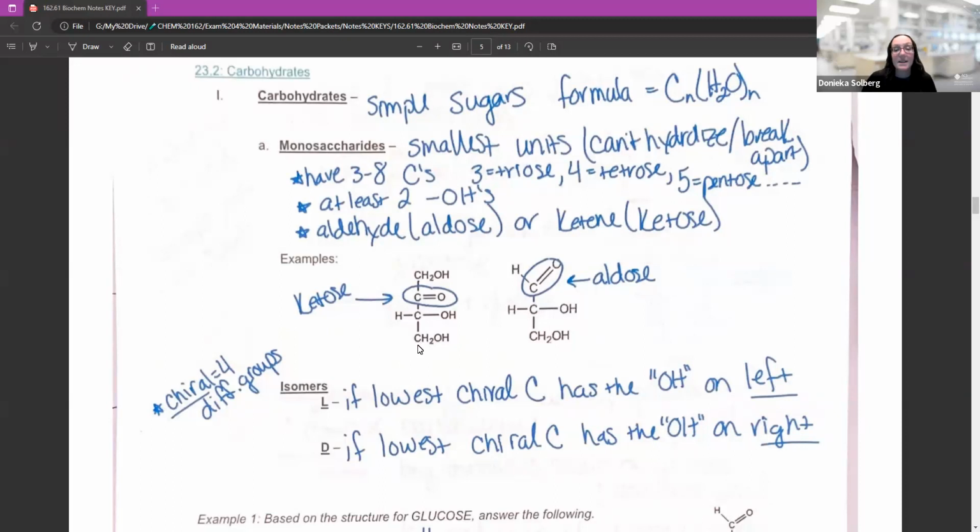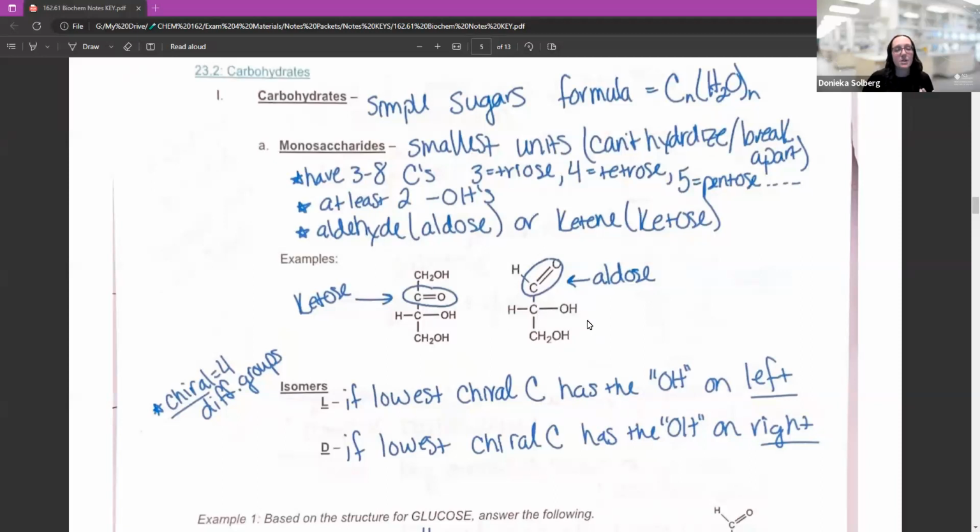This carbon here is not chiral because it has a bond to this group. It has 2 hydrogens bonded to it. So 2 of the groups are the same. So it is not considered chiral. It also has an OH. This carbon here, though, is chiral because it has this group up here, a hydrogen over here, this group down here, and an alcohol over here. All 4 are different. So this carbon right here is chiral. So I'm talking about this one. Okay, the OH is on the right. So that is not L, that would be D. My lowest chiral carbon has the OH on the right. This one would also be considered a D isomer because this is my lowest chiral carbon. The OH is on the right.